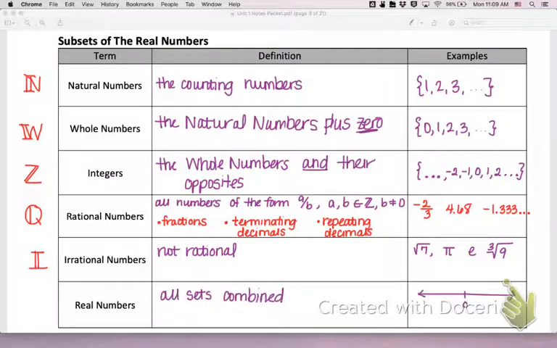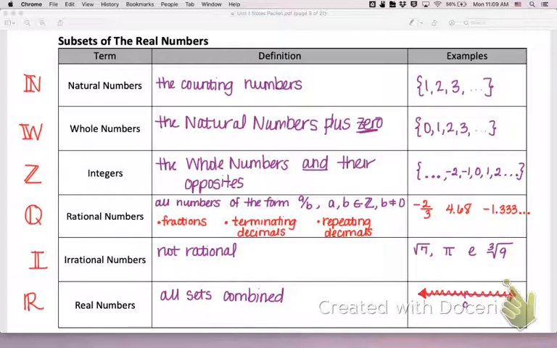Real numbers is going to be everything combined. The symbol for real numbers is the double-barred R. You may have seen that before. I know I used it when I taught Algebra 1. And then essentially what that does is once you combine all of these sets together, you're going to end up having shaded in the entire number line. You've gotten all the fractions, all the decimals, all the weird numbers, and all the nice stuff, positives and negatives. So those are all of your different sets.